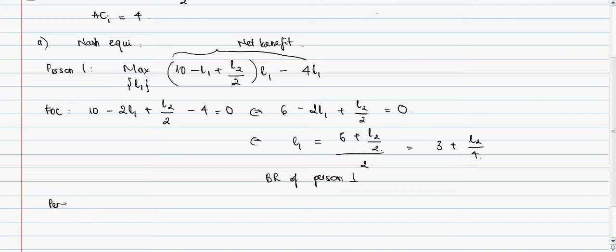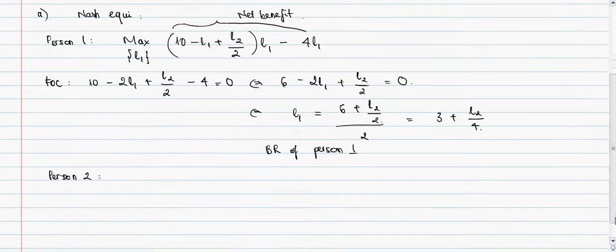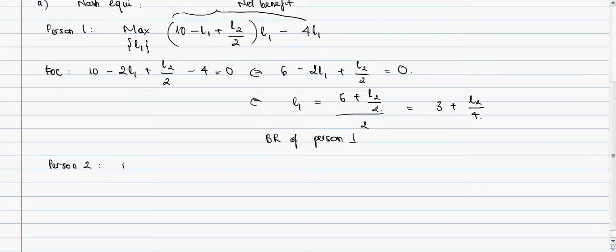So we'll be doing the same thing for person 2. Now person 2 again will be maximizing his net payoff, so maximizing the total benefit minus the total cost for person 2. Now remember, that will be equal to the average benefit for person 2, 10 minus (L2 plus L1)/2, multiplied by the total number of hours chosen by person 2, minus 4L2. And this person is choosing L2.